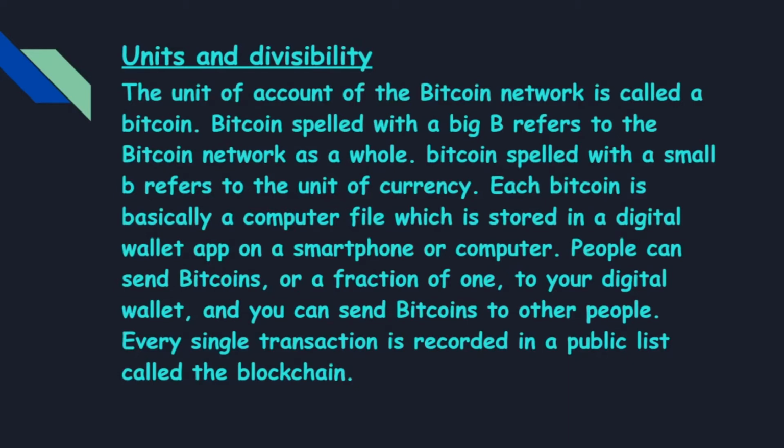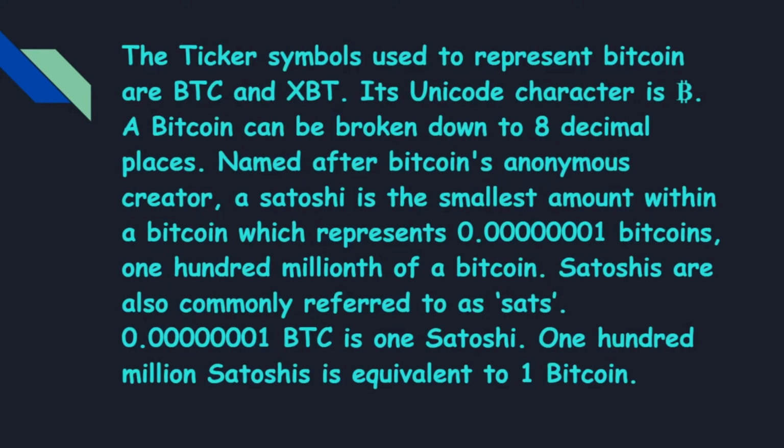Bitcoin, spelled with a big B, refers to the Bitcoin network as a whole. Bitcoin, spelled with a small b, refers to the unit of currency. Each Bitcoin is basically a computer file which is stored in a digital wallet app on a smartphone or a computer. People can send Bitcoins or a fraction of one to your digital wallet, and you can send Bitcoins to other people. Every single transaction is recorded in a public list called the blockchain.